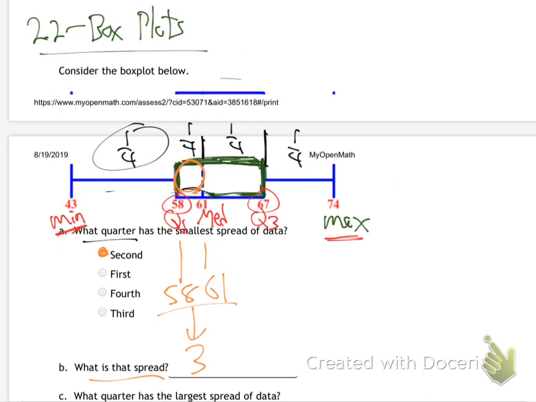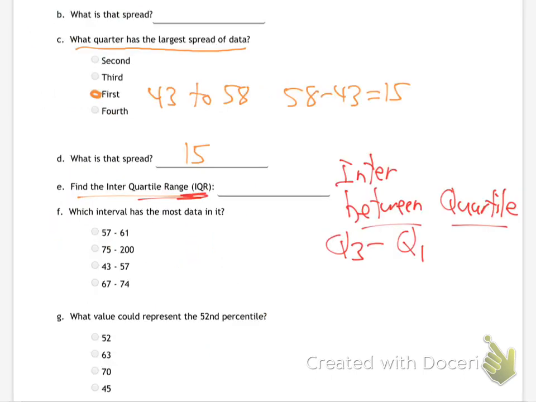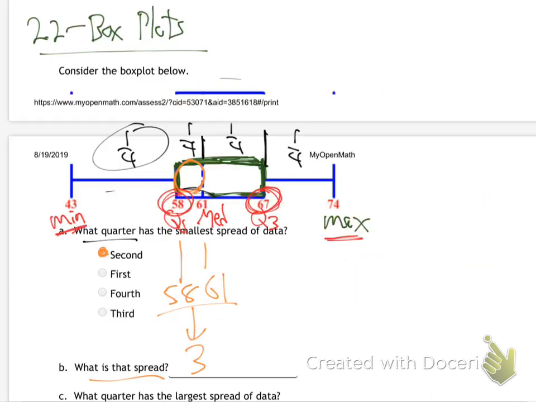So you subtract them. What's Q3? 67. What's Q1? 58. 67 minus 58, which is 9. So the width of the box is 9. The interquartile range is 9. From 58 to 67. That's 9.